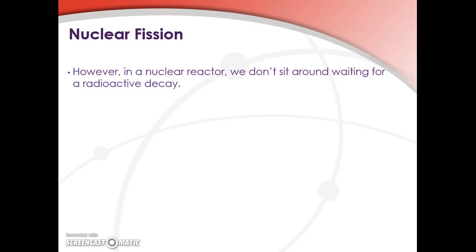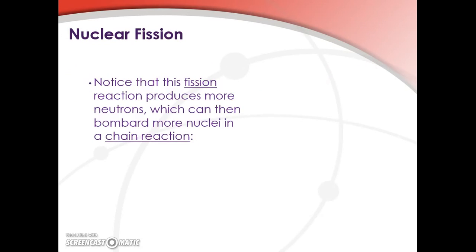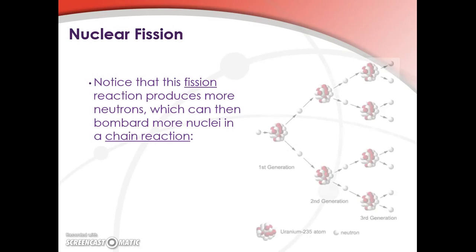Now, in a nuclear reactor, we don't want to wait for radioactive decay. We need to find a way to accelerate it. And that isn't really very easy to do, but we can trigger this kind of decay typically by bombarding the nuclei with neutrons. So we hit a given nucleus with a neutron and it breaks apart and produces more neutrons. And it's easy to see that if you do this in the right way, those neutrons can produce more neutrons, and then we have a chain reaction.